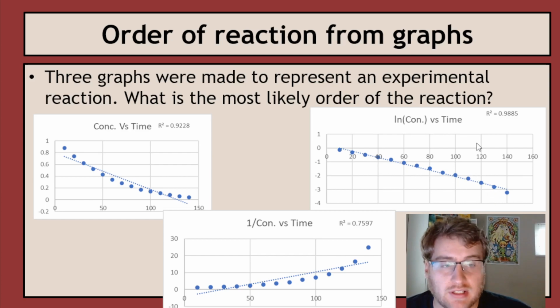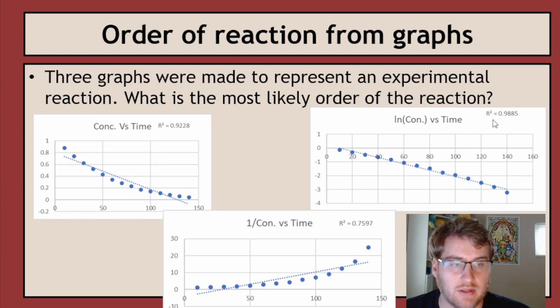To check how straight a line is, you can use this value called an R-squared value. The closer it is to 1, the straighter the line is. You can see this line is very close to 1, 0.99 basically. So it's a very straight line. If the natural log of the concentration versus time is straight, it's a first order reaction. And that's probably what this one is.